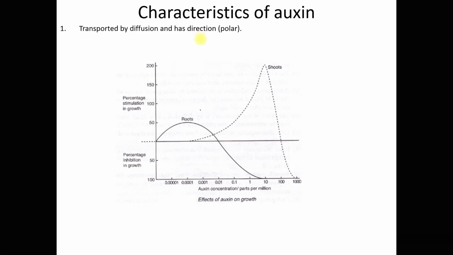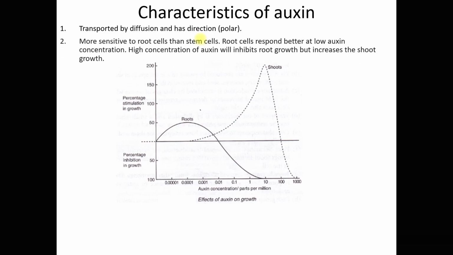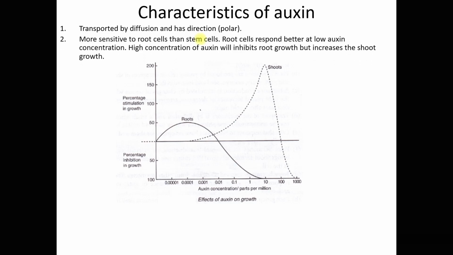It is transported by diffusion and has direction. It is more sensitive to root cells than stem cells. If you look at this diagram here, this chart here, root cells respond better at low auxin concentration. You can see the auxin concentration here, which is against the percentage of growth in the plant.